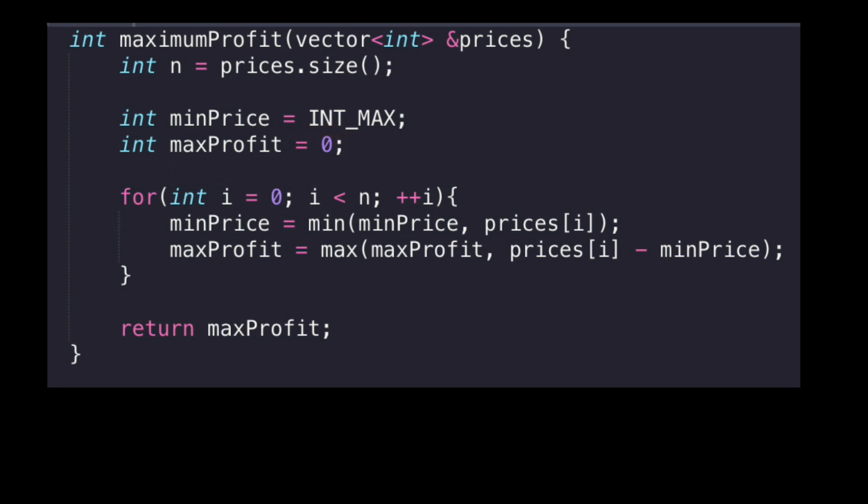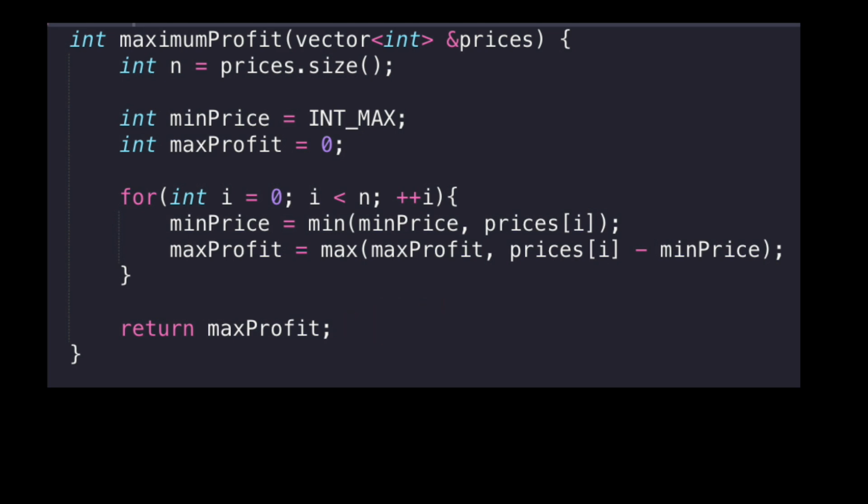Okay, so I am looping from 0 to n minus 1. And before processing the max profit, I'm always keeping track of the minimum price. And after finding the minimum price, I'm trying to maximize the profit by taking the previous maximum profit and the new potential maximum profit if found any, that is prices of i minus minimum price. After this loop gets executed, whatever maximum profit we have, we are returning it.